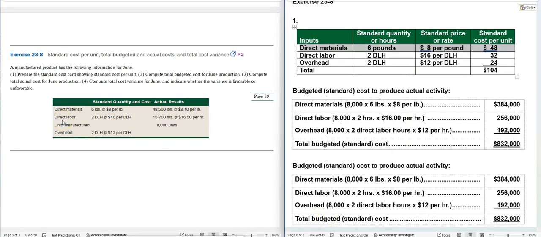Direct labor. Standards are 2 direct labor hours at a standard direct labor hour rate of $16. Direct labor standards are $32 per unit produced. Overhead. Standards are 2 labor hours at an overhead rate of $12 per labor hour. Our standard overhead cost per unit, $24.